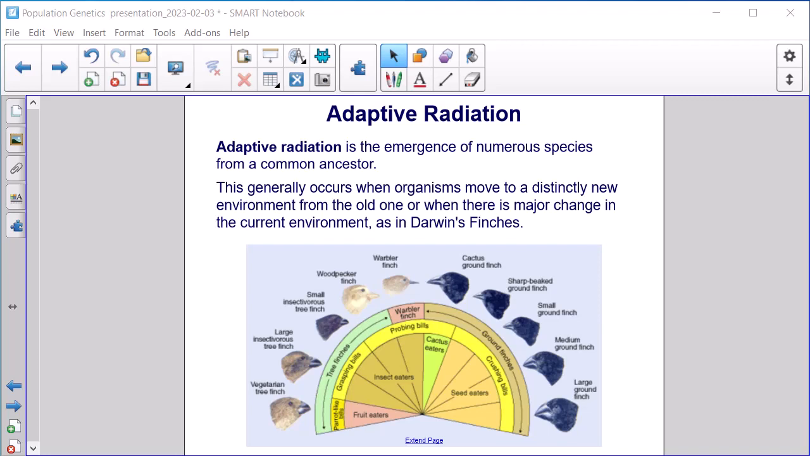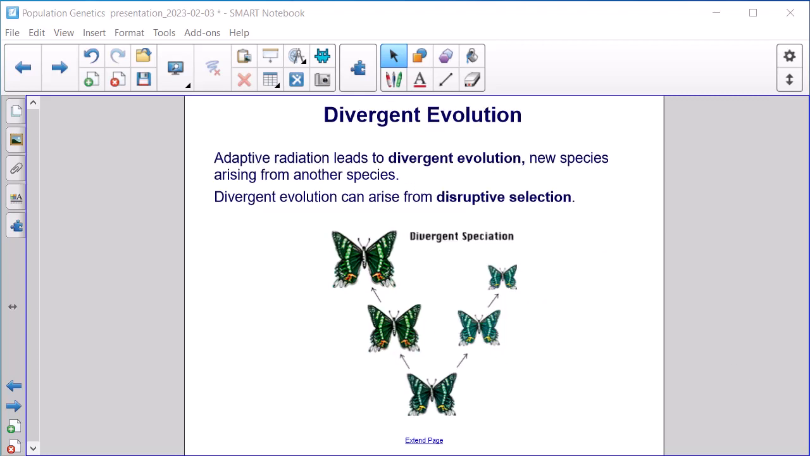You can see the various species of finches and their food sources, the types of bills they have, what types of finches they are, of the various species shown here in the image. Divergent evolution. Adaptive radiation leads to divergent evolution, new species arising from another species. Divergent evolution can arise from disruptive selection. So you can see the original species here and the divergence of a new species shown.